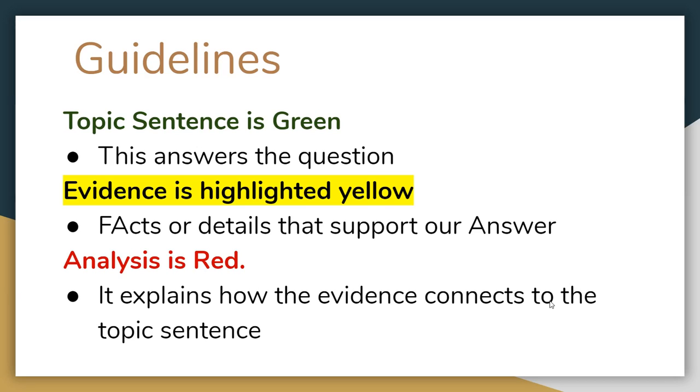First, our topic sentence is green. And remember, our topic sentence is where we answer that question. Our evidence is highlighted yellow, and those are those facts or details that support our answer. And our analysis is red. That's those style sentences that explain how the evidence connects to the topic sentence and where you get to put in your own thoughts, your own feelings, your own responses and emotions and discernments. All that stuff goes in the analysis sentences. So let's go ahead and take a look.